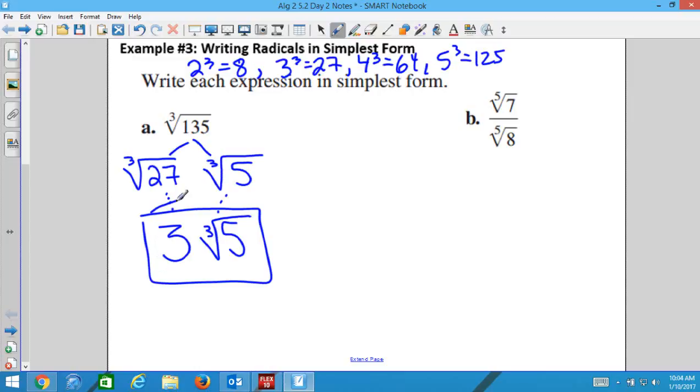So we have done this before with square roots. Now we're doing it with cube roots and other roots.